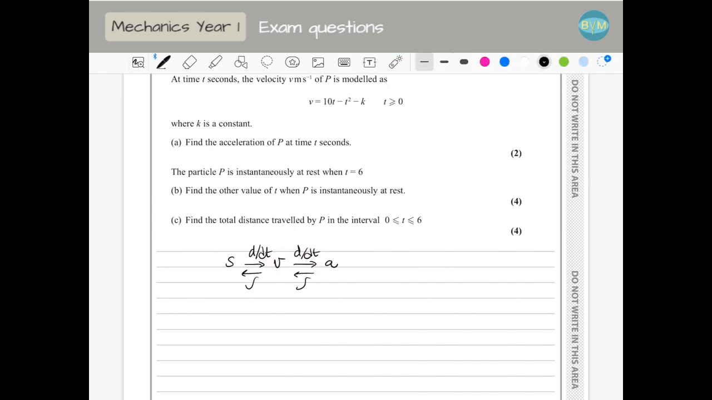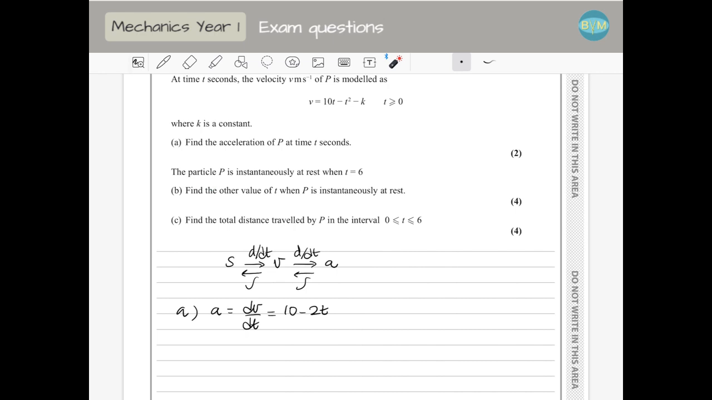So for a, the acceleration is going to be the derivative of v with respect to t, which is 10 minus 2t. Just differentiating this expression, which is quite simple.